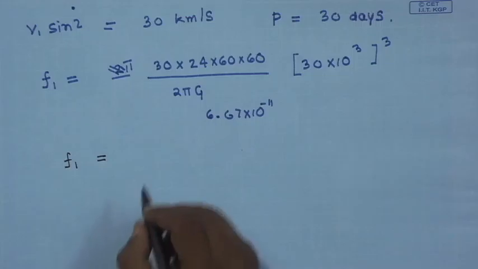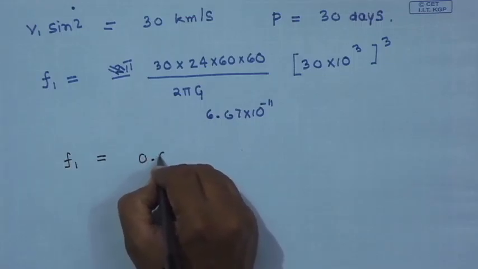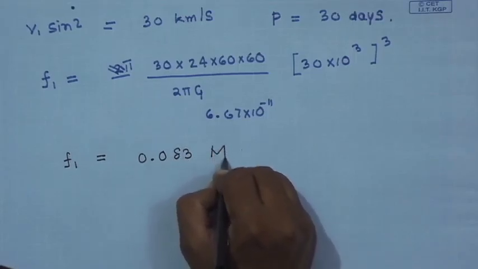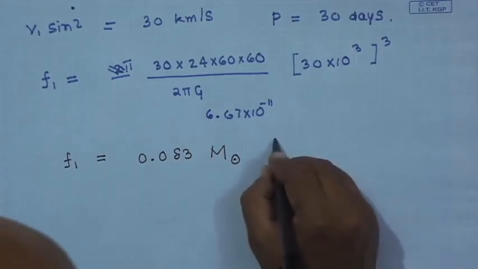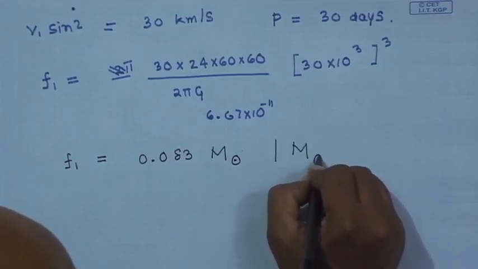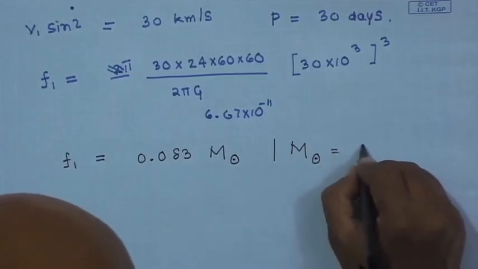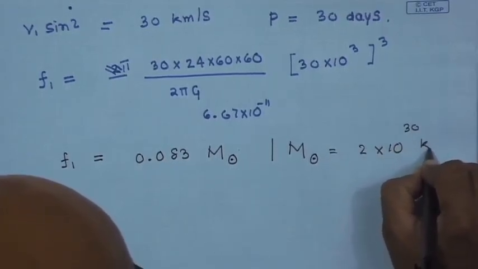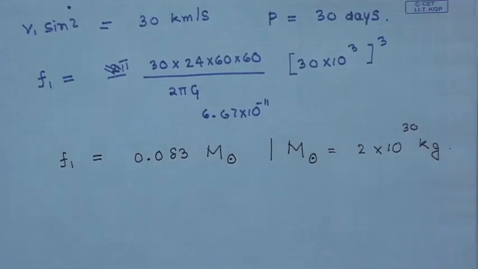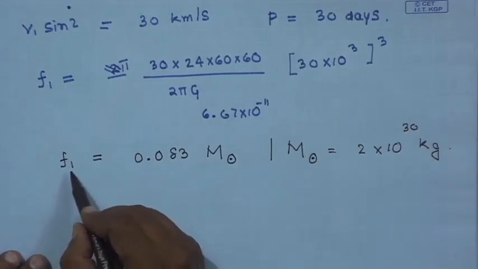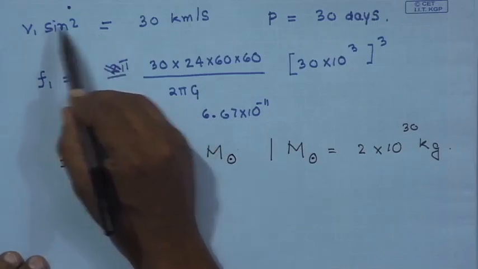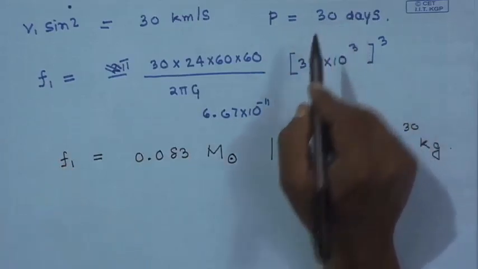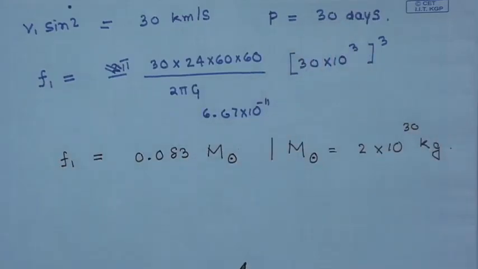If you work through this, the mass function of the first object, f1, turns out to be 0.083 times the mass of the sun. Let me remind you that we are writing the mass in units of the mass of the sun, which is roughly 2 into 10 to the power 30 kg. So this is the mass function that you would infer from a velocity measurement of 30 kilometers per second and a period of 30 days.